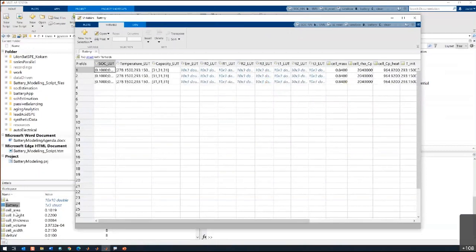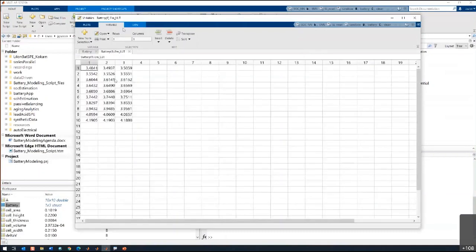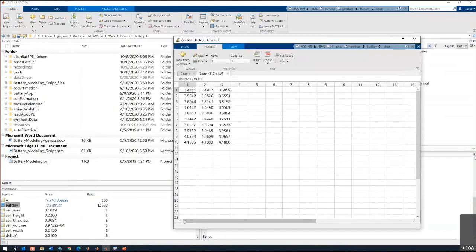So this is the battery. Oops, it's in the other monitor. This is the battery structure, right? So these are the fields, and the rows are the cells, but as I said before, they are identical. So what do these parameters look like? Well, let's take a look, for example, at this one here.